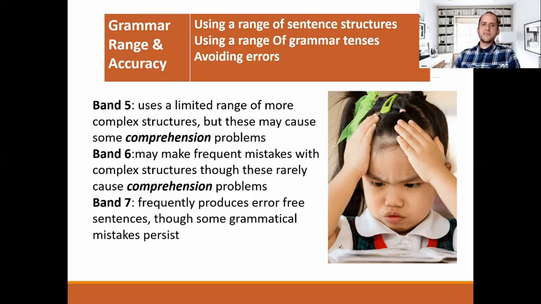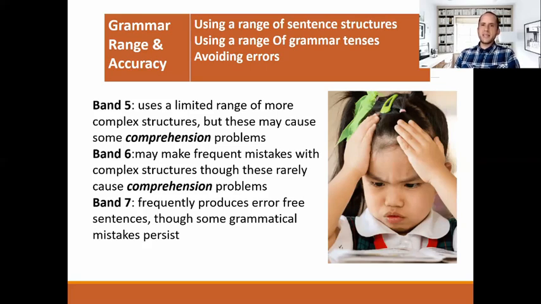However, the difference here is how these errors impede comprehension. Do they stop the examiner from being able to understand what you're trying to communicate? And if we look at band 7, we can see that there's frequent error-free sentences. However, that also means that there are sentences with errors, and that's okay. You can still get a band 7 making errors, but there's no more comprehension problems.